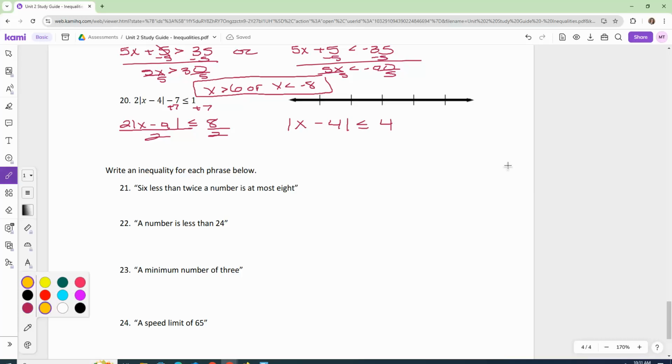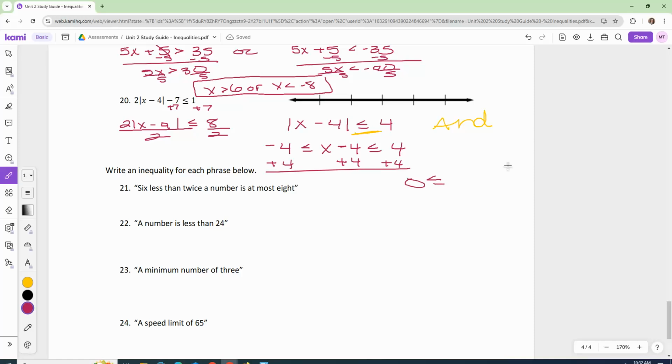So when I see less than, is this an and or an or? And. How do we set up the ands? So -4 less than or equal to x minus 4 less than or equal to 4. So then to solve it, what do we do? What's the opposite of subtracting 4? Okay, so we get 0 is less than or equal to x is less than or equal to 8. So ands, it's always in between 2 numbers.